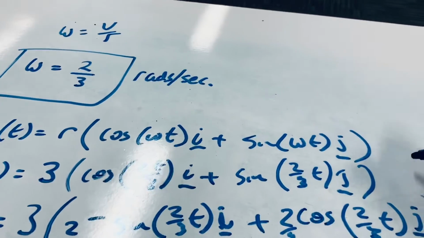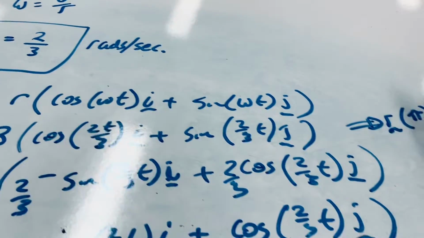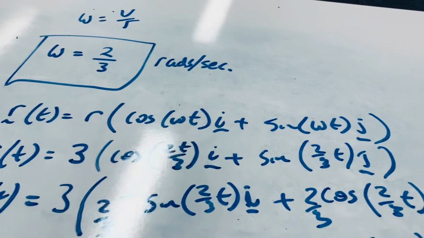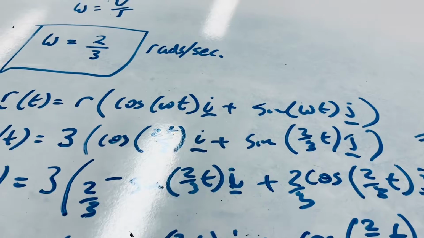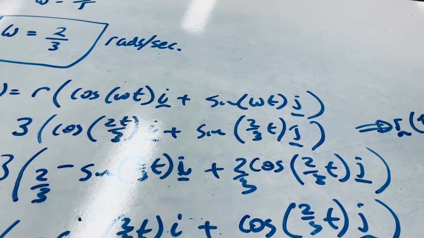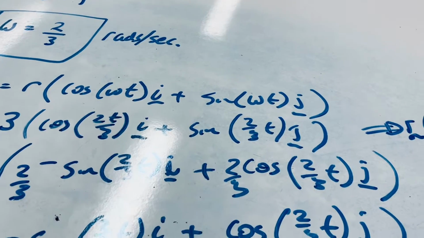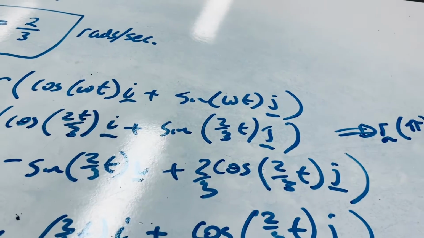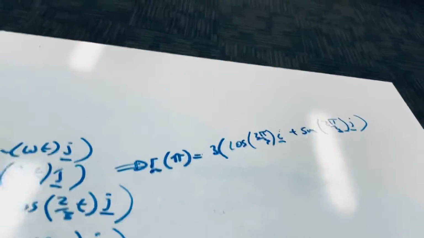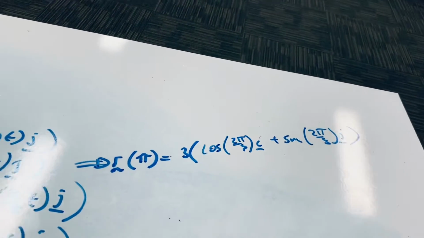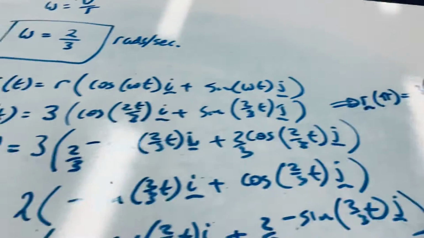So if we wanted to then find out r at pi, as it requests, we just need to do 3 cos 2 pi on 3 i plus sine 2 pi on 3 j. Oops, sorry, I just went a bit awkward on the board. You can find exact values for cos of 2 pi on 3 and sine 2 pi on 3.